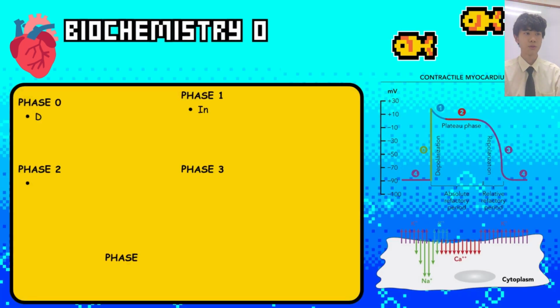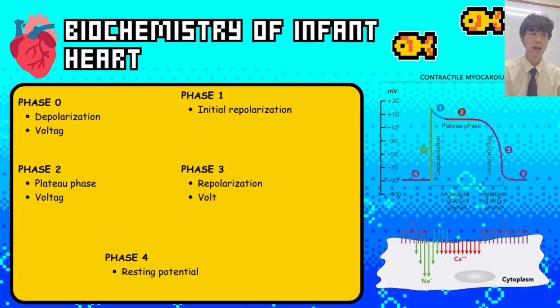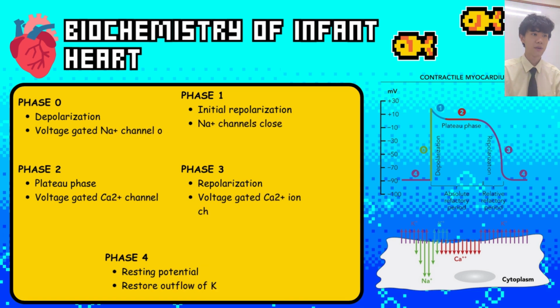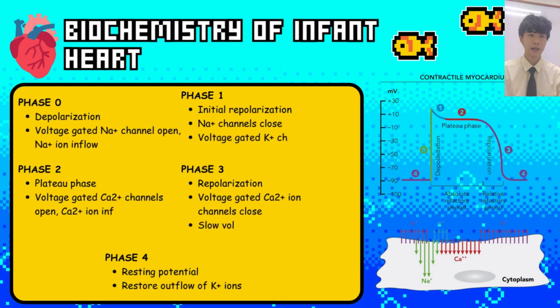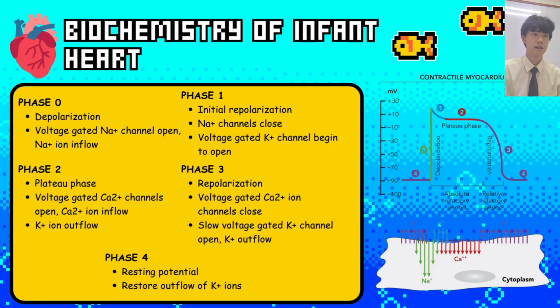So let's move on to the biochemistry of the infant heart. The biochemistry of the infant heart is actually the same as the adult's, so we will just quickly go through it. It also has 5 phases. Phase 0 is depolarization. As we know, the voltage-gated sodium channels open, and the influx of sodium ions causes the inner membrane to become more positive than the outer membrane.